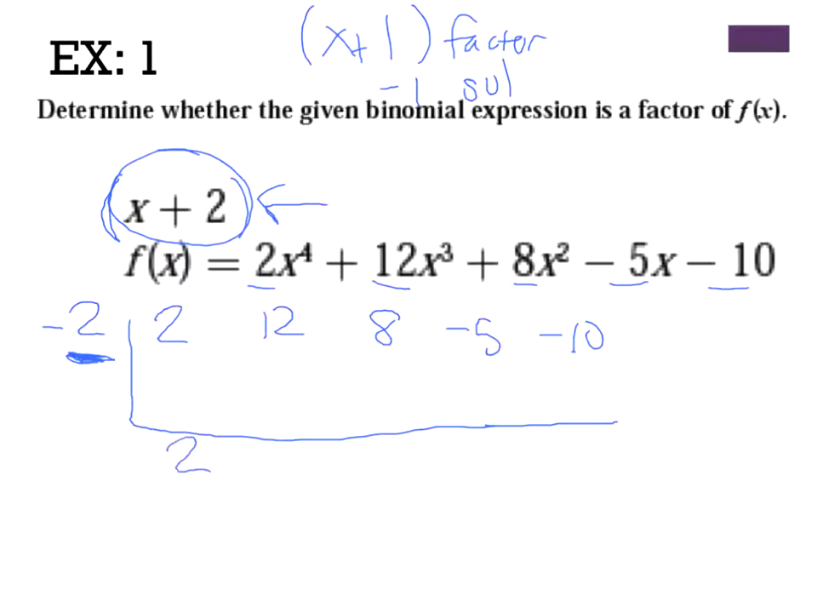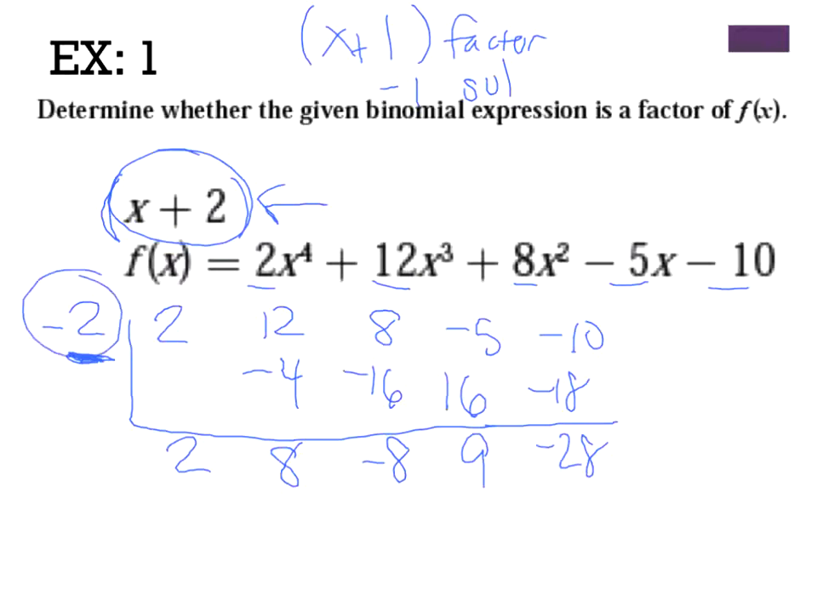We're going to drop my 2 straight down. And then we'll say negative 2 times 2 is a negative 4. Add straight down. This is why we love synthetic division. Remember, long division was super long, and this way was much, much nicer. Negative 2 times 8 is negative 16. Let's add straight down. Negative 2 times negative 8 is a positive 16. Let's add straight down. Negative 2 times 9, negative 18. And add straight down. So by the time I'm done, I got negative 2 comma negative 28.